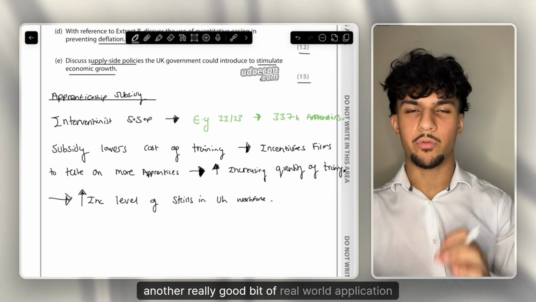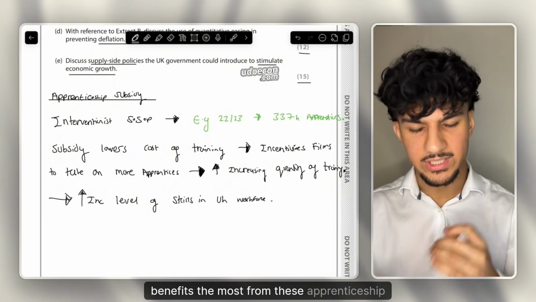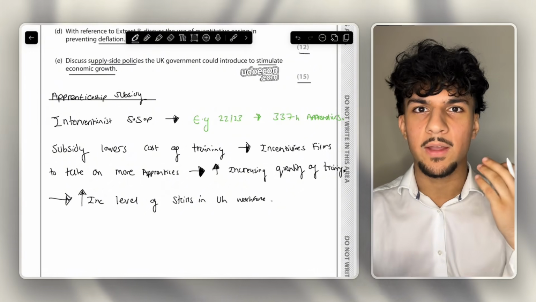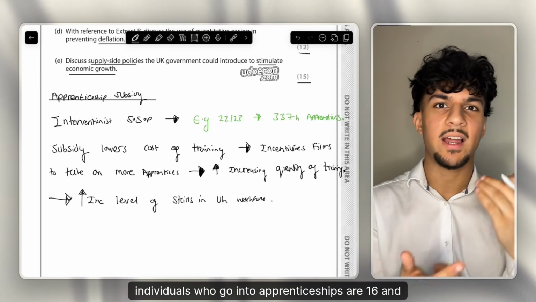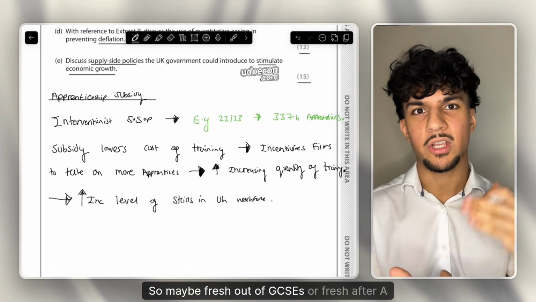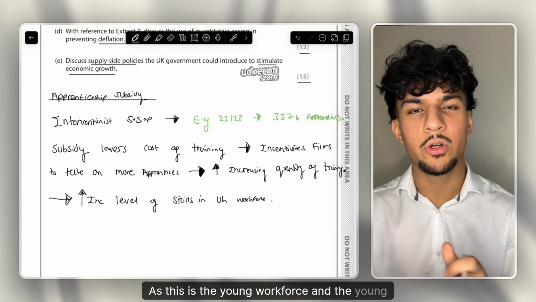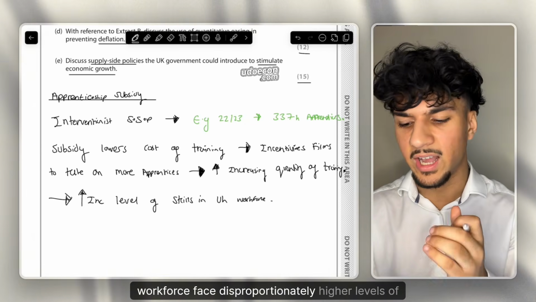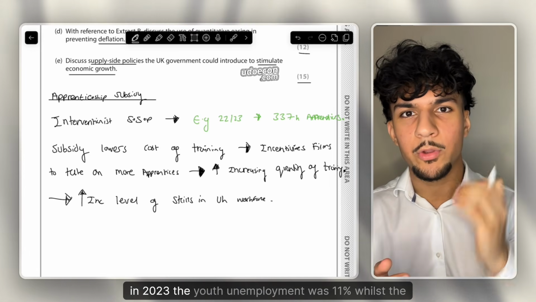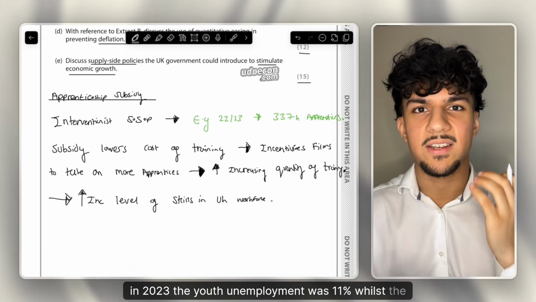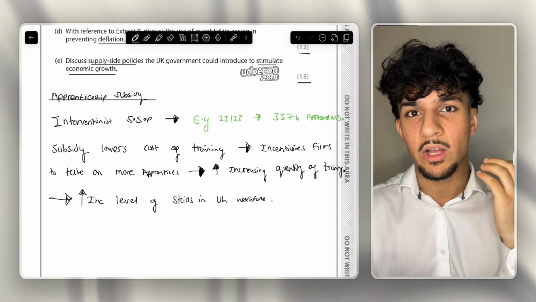Another really good bit of real-world application you can link this to is who benefits the most from these apprenticeship schemes. The most common individuals who go into apprenticeships are 16 and 18 year olds, so maybe fresh out of GCSEs or A levels. Why does this matter? As this is the young workforce, and the young workforce face disproportionately higher levels of unemployment than the national average. For example, in 2023, youth unemployment was 11%, whilst the national average was 4%. So that's over 7 percentage points higher.